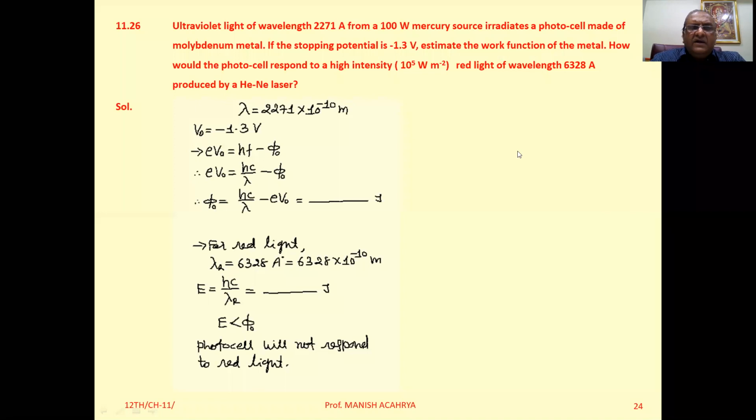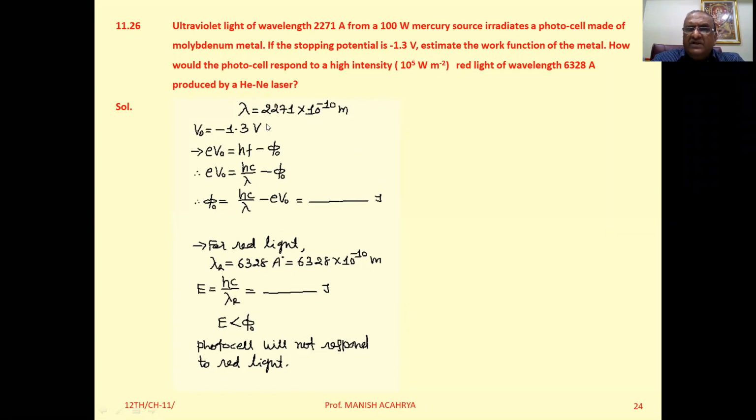11.26. Ultraviolet light of wavelength 2271 angstrom from a 100-watt mercury source irradiates a photocell made of molybdenum metal. If the stopping potential is minus 1.3 volt, estimate the work function of the metal. How would the photocell respond to high intensity 10 raised to 5 watt per meter square red light of wavelength 6328 angstrom produced by a He-Ne laser?